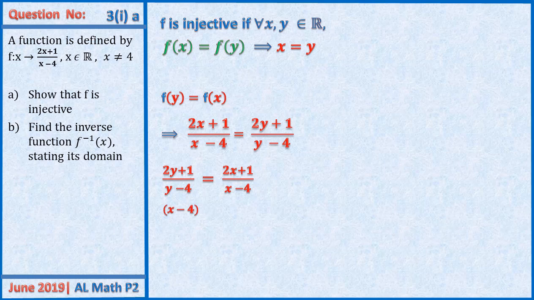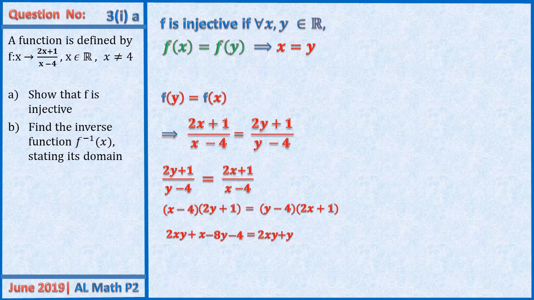and that will give us x minus 4 times 2y plus 1 to be equal to y minus 4 times 2x plus 1. When you open out the brackets, we have 2xy plus x minus 8y minus 4 to be equal to 2xy plus y minus 8x minus 4. This 2xy cancels out on both sides as well as minus 4, and we are left with 9x equal to 9y, and you cancel out, you have x equal to y. Therefore, the function is injective. It is one-to-one. So the A part is cleared.